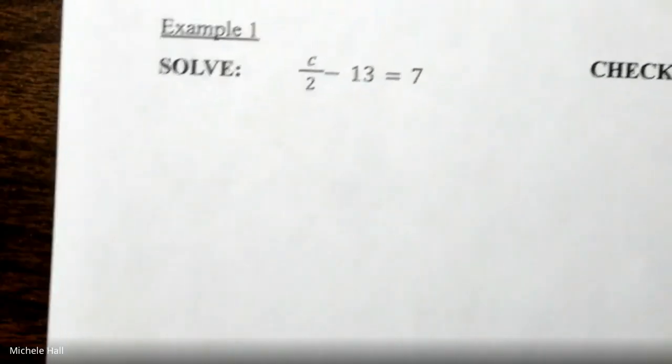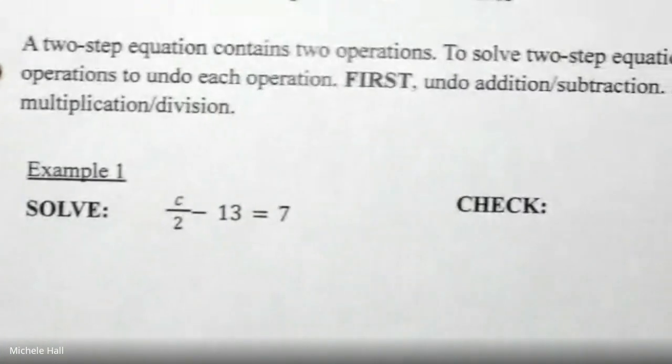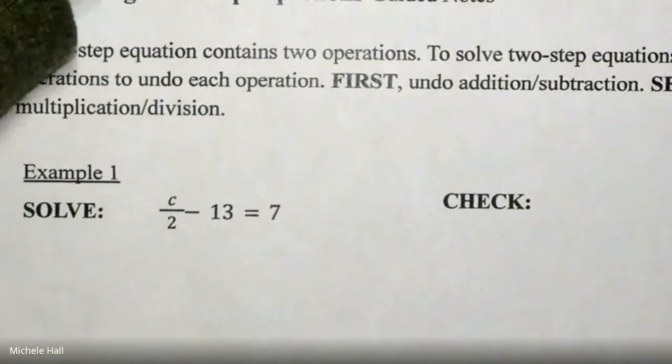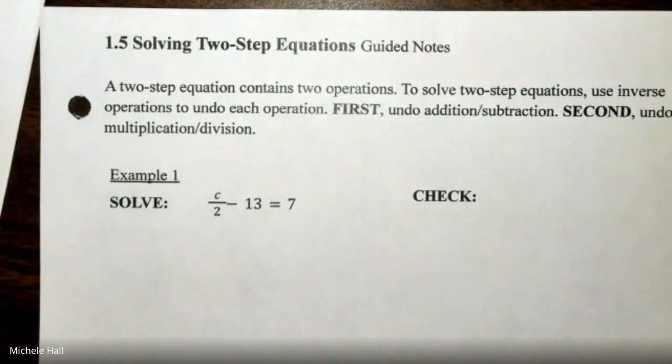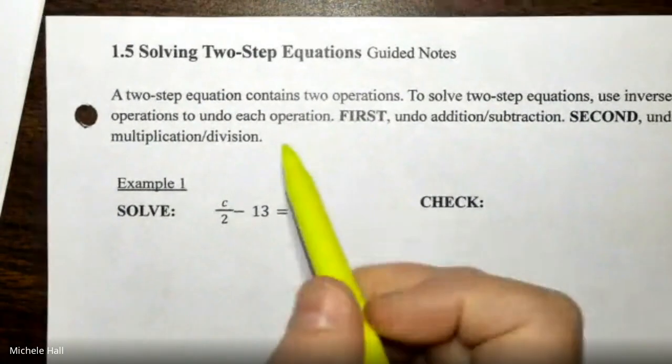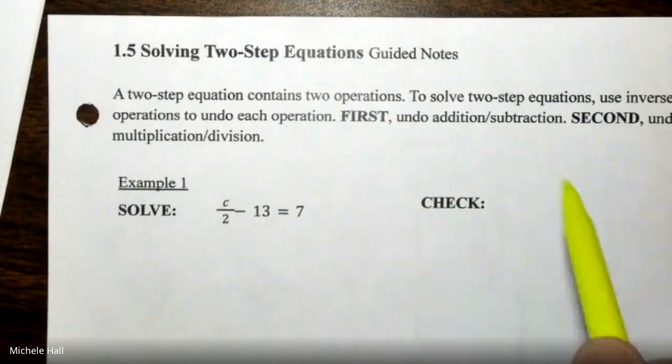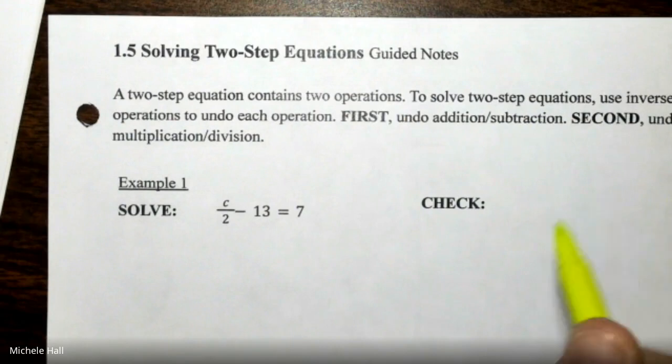All right, 1.5, two-step equations. The first thing that you need to notice in the directions, it tells us which ones to undo first. And so a two-step equation has two operations. And to solve the two-step equations, we're using inverse operations, just like we did on one step.